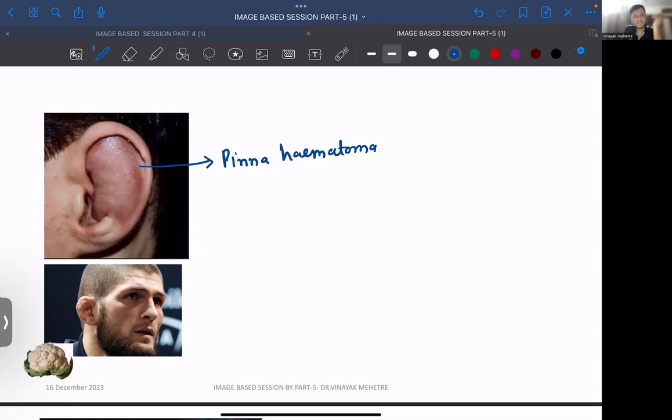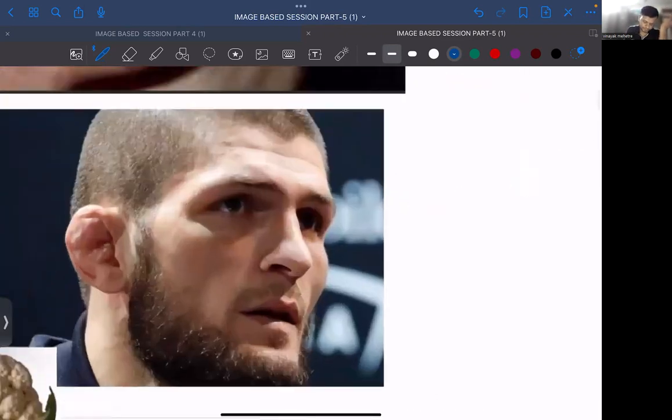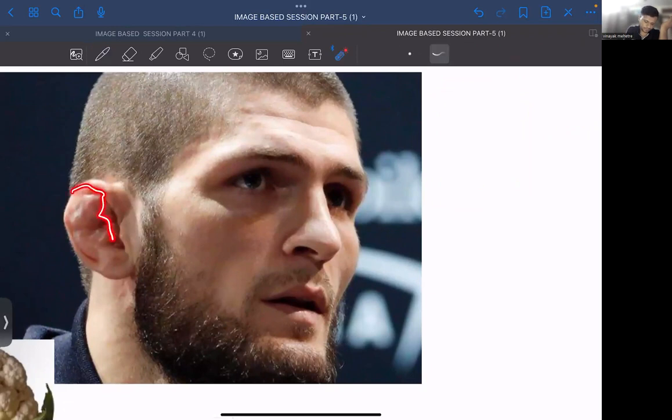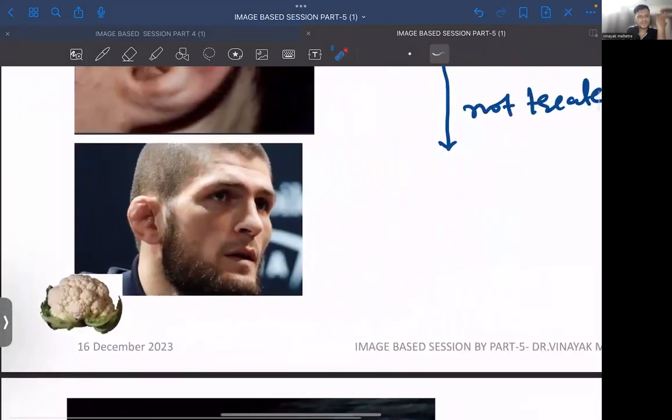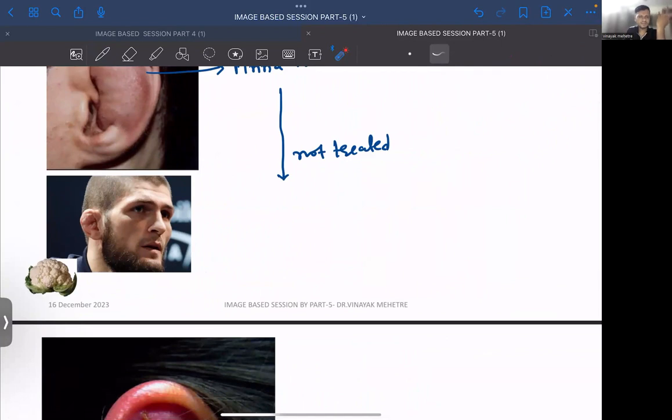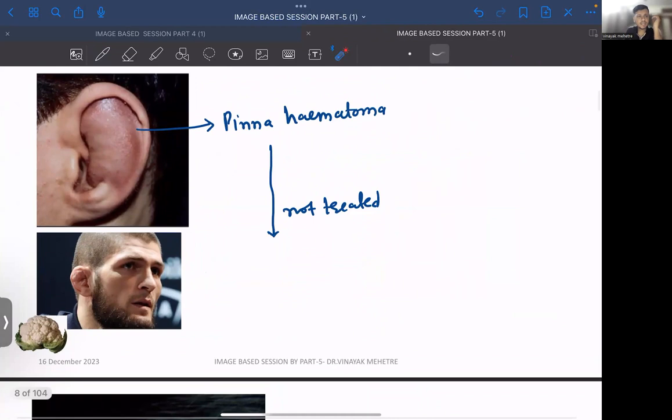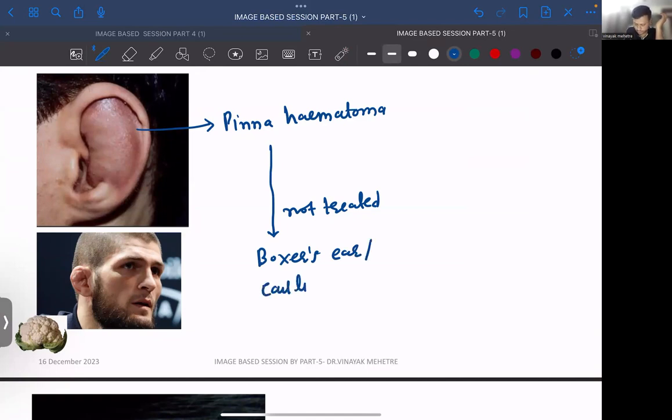If it is not treated, then the patient will have hypertrophy of the ear, and it looks like a cabbage. Same goes over here. This is what we call boxer's ear and cauliflower ear. Understood? The images are different, do not run for the answers. This is boxer's ear, also called cauliflower ear.